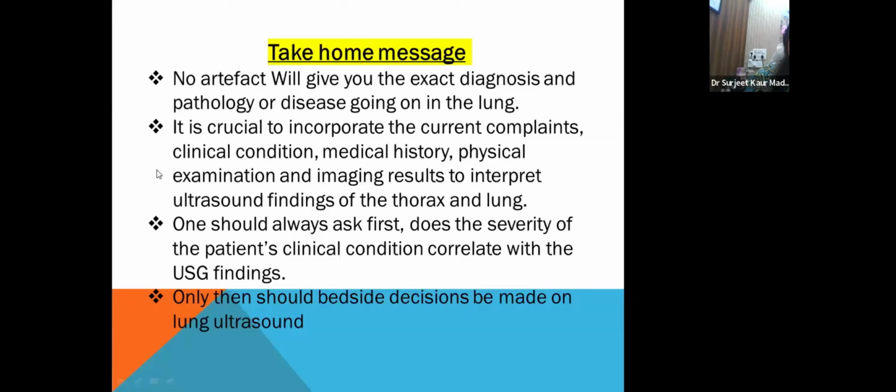Just don't depend on the lung ultrasound findings alone. Correlate, and think about what is the age of the baby, what is the clinical condition, what is the history, and then come to a diagnosis and manage the baby accordingly. Your final decision on how you need to manage your babies should be taken that way.